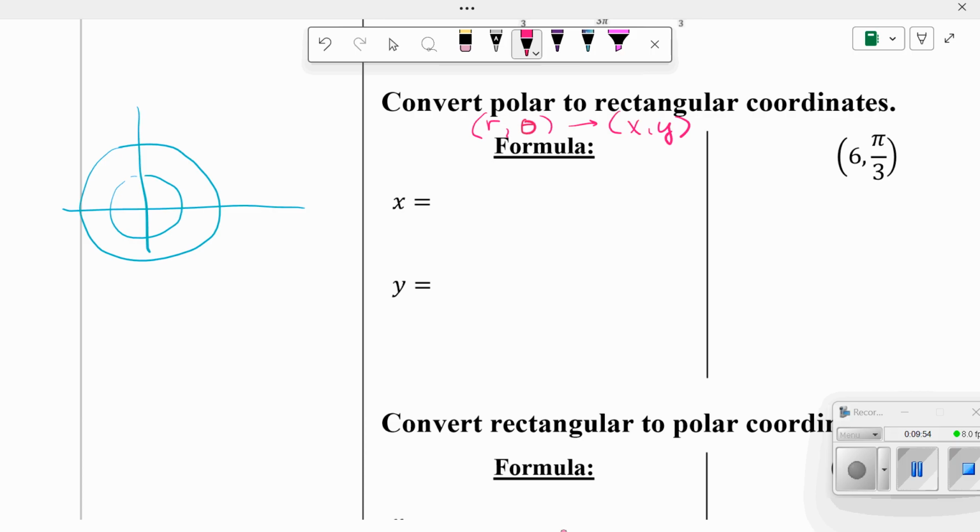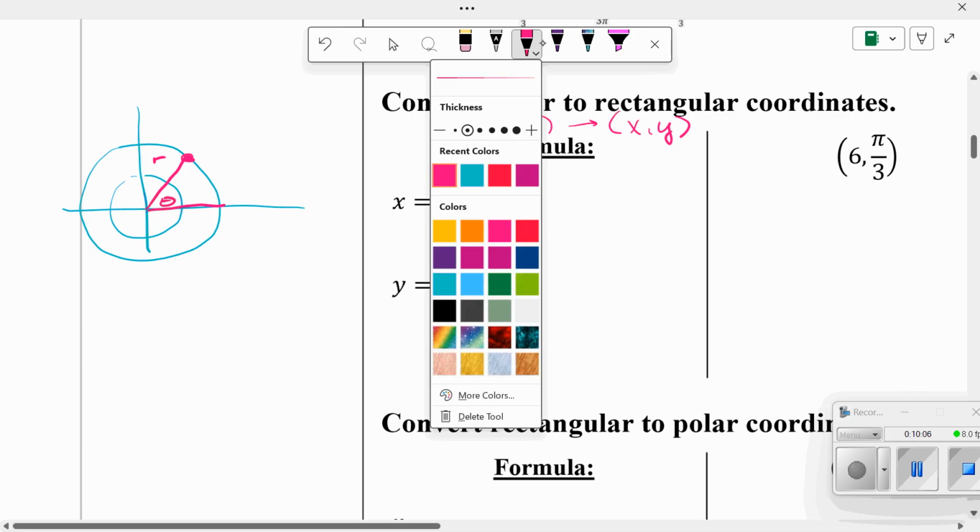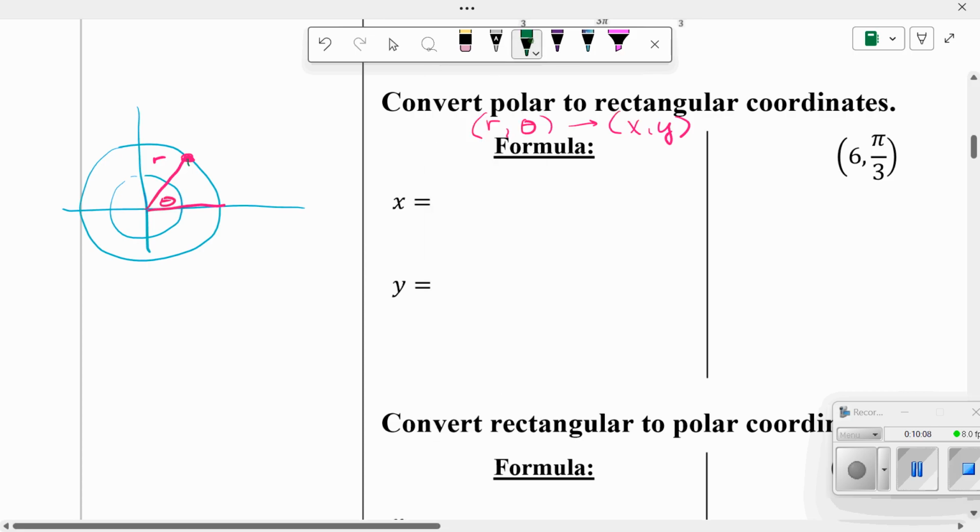Okay, so if we're thinking that I had some point in polar, so I had some point up here, it would have an r value here, and it would have a theta value here. Well, how do I find that in terms of x, y? Well, we know if we're changing it back to rectangular, we would just go across x and up y.